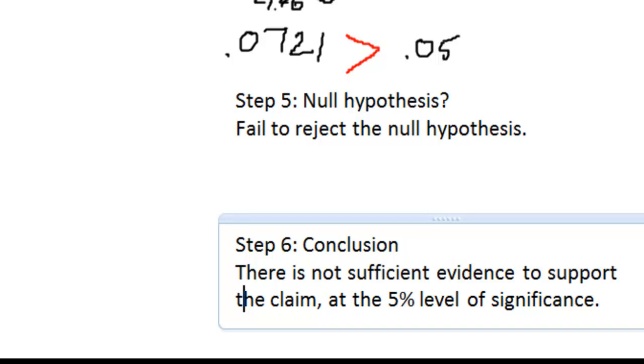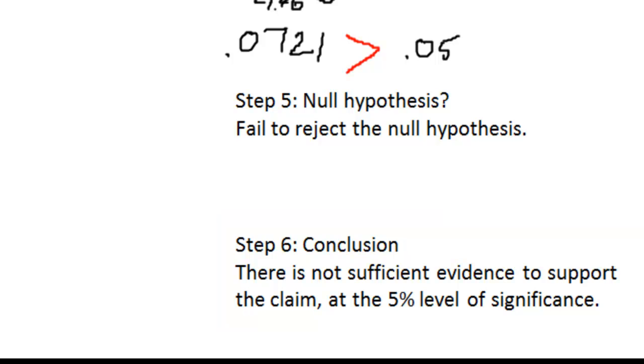We get to keep it, thumbs up on the null. If it's low, then the null must go. We don't get to keep it. In that case, we would be supporting the claim. So I hope that helps, hope that makes sense.